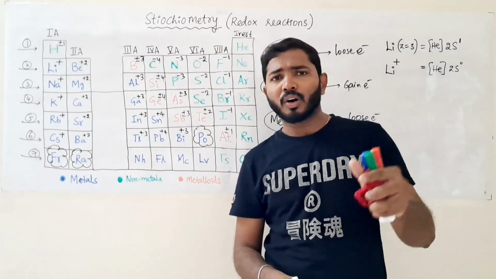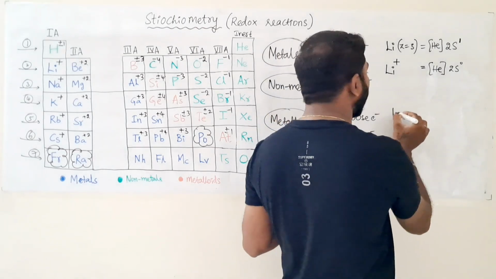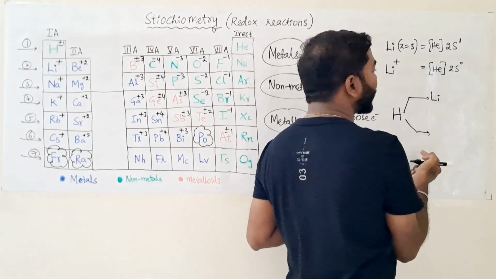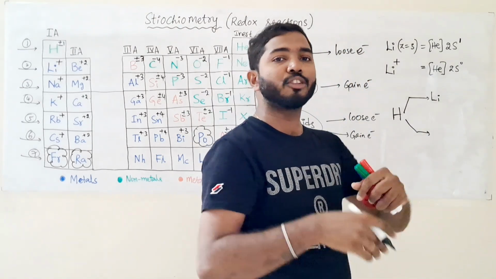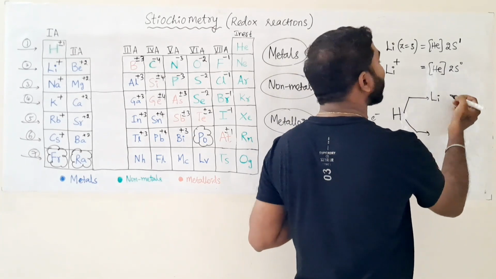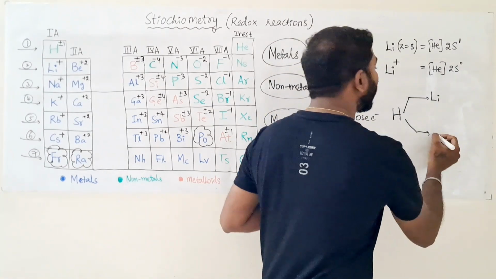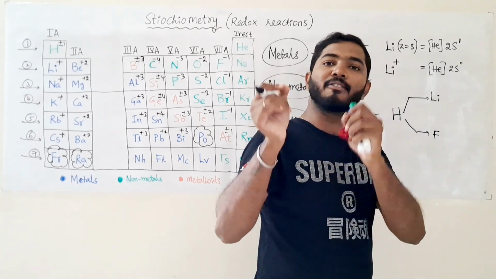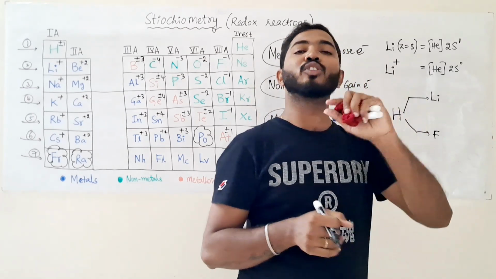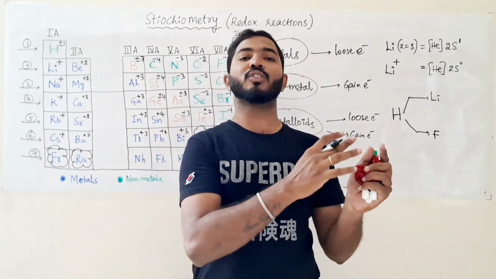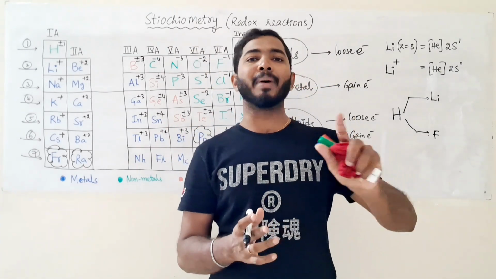Why, sir? Because suppose when hydrogen wants to combine with lithium, lithium has only one choice, that is to have +1. In such case, this hydrogen will have -1. Here, suppose fluorine has only one choice, to have -1. In such case, hydrogen will take +1. So depending upon the opponent element, the hydrogen is going to have +1 or -1.